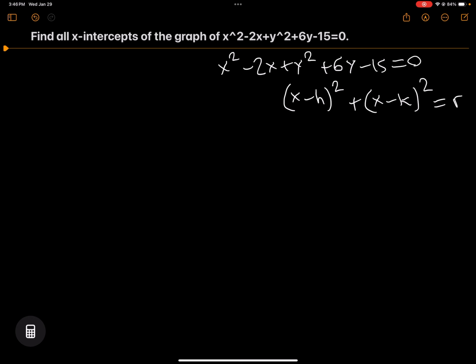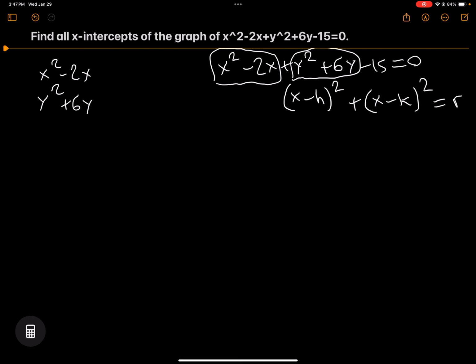So to do this, we're going to need to use the completing the square technique, specifically on the x squared minus 2x and the y squared plus 6y. So we need to use the completing the square technique on these two portions here to finish up that perfect square portion, so we can get it into the familiar x minus h squared and y minus k squared form.